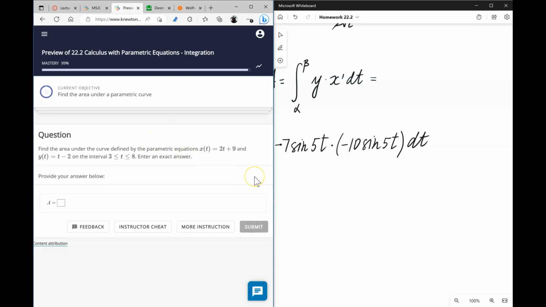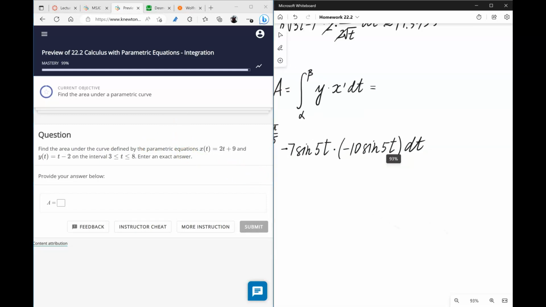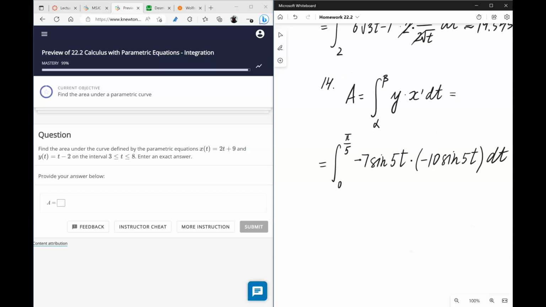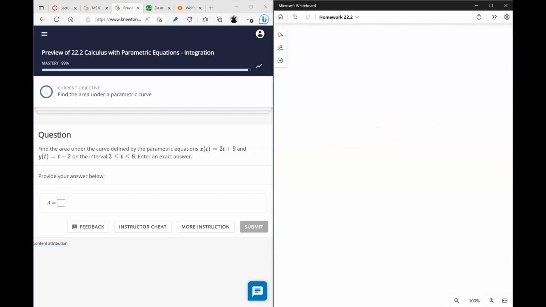And that wasn't good enough. We are stuck at 99% mastery here. So not sure how I feel about that. Find another area under the curve.